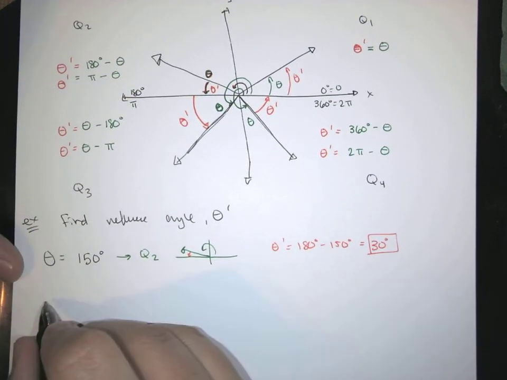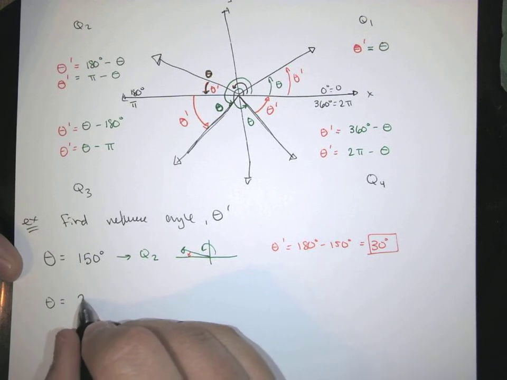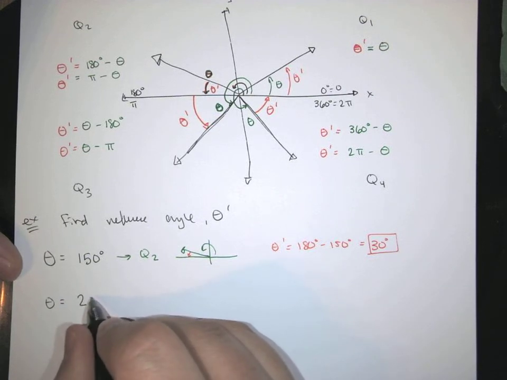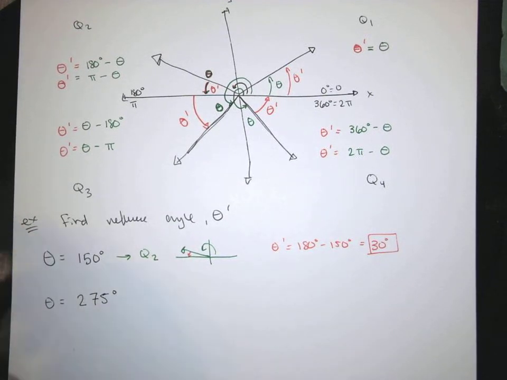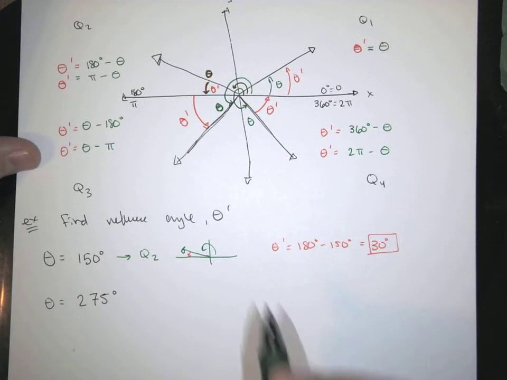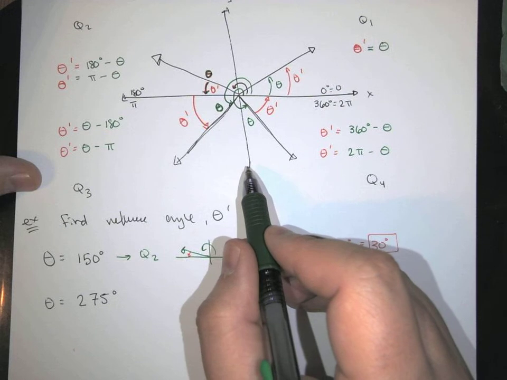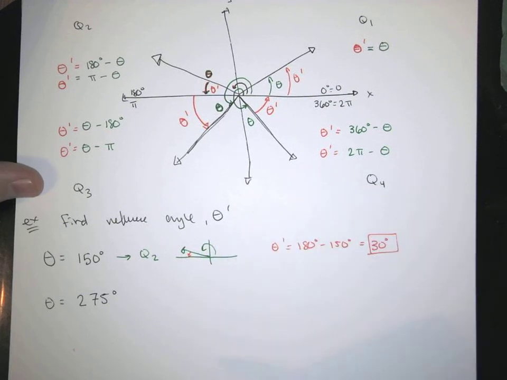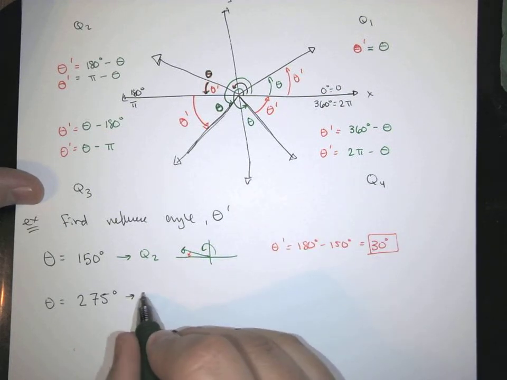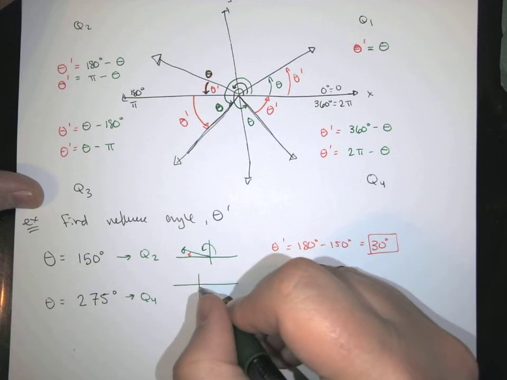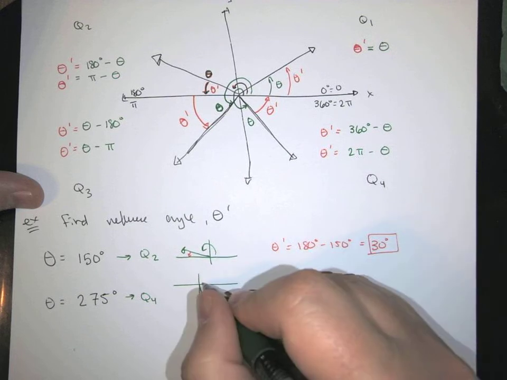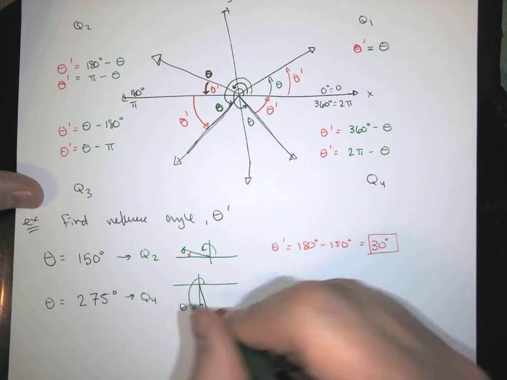What about, how about theta is 275 degrees? Which quadrant are we in? 275. 270 is straight down, right? It would be here. So 275 is just 5 degrees past due south. So we're in quadrant 4. I tried to draw a little sketch. We're just barely past. So our theta is here.